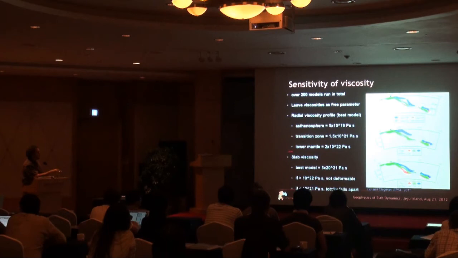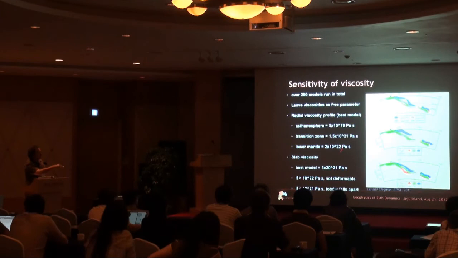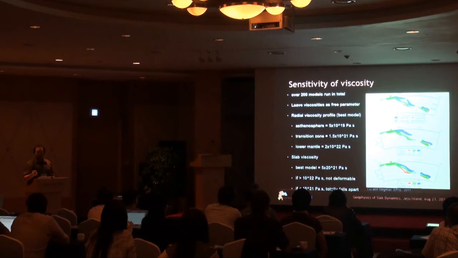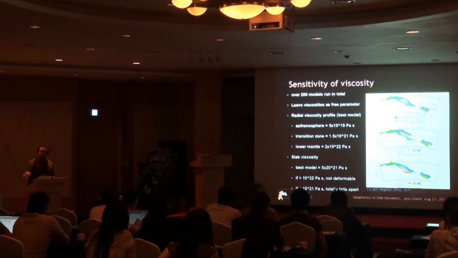And for the slab viscosity, our best fit model for the slab is very weak. It's only 2 orders of magnitude stronger than the asthenosphere. That's it. Not the amount that you would get from temperature determined viscosity. If it's too strong, it won't deform and it won't curl into that feature as it sinks. It'll just stay as a rigid sheet. And if it's too weak, it'll just fall away into drips and disappear entirely. It won't stay as a nice curled little segment.